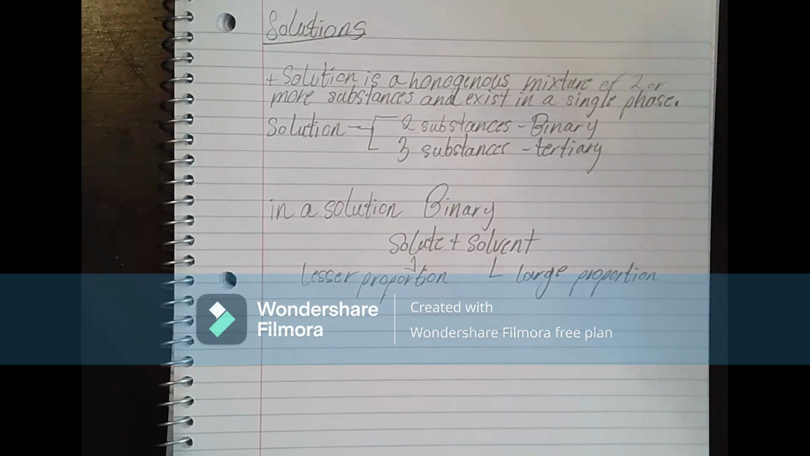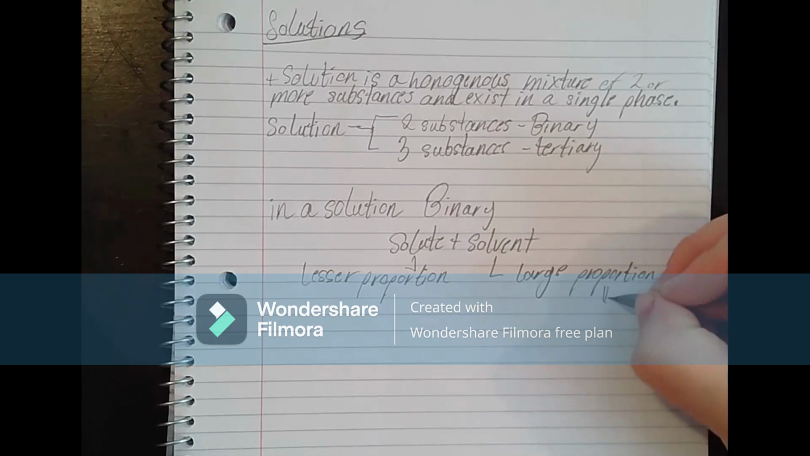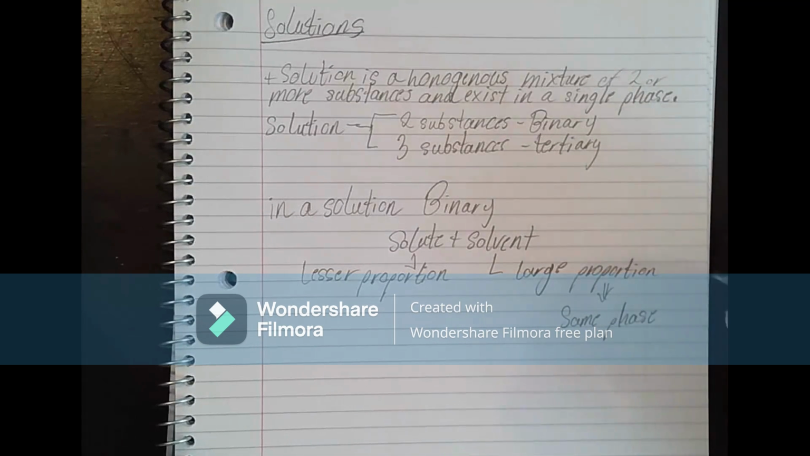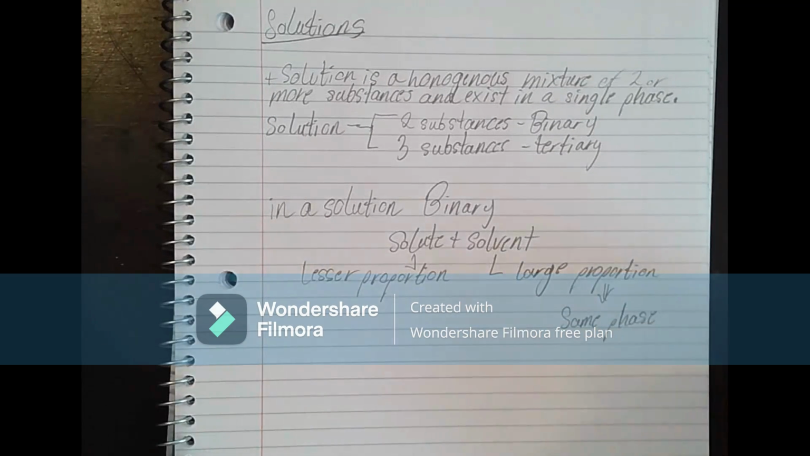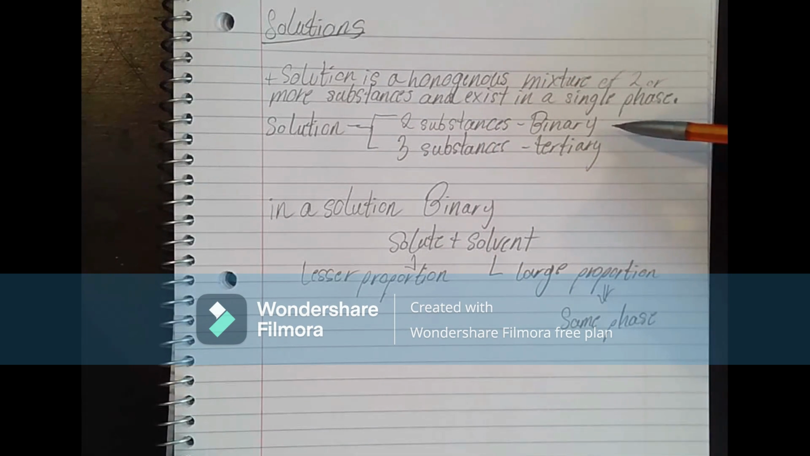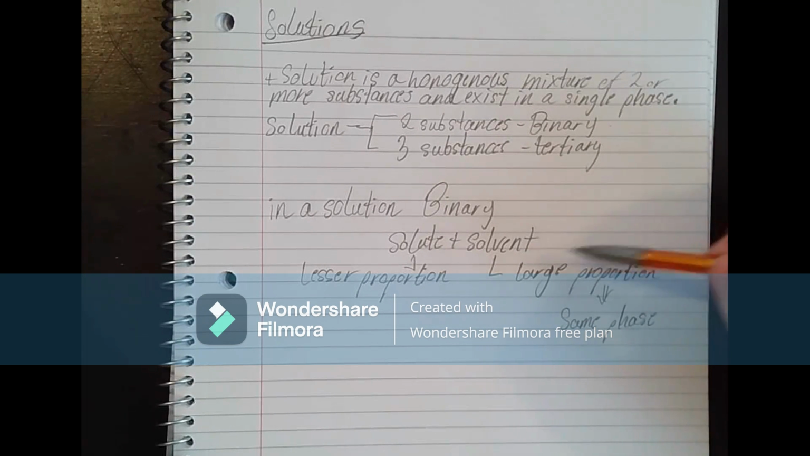Now, a lot of questions are going to ask you what kind of phase the solution is going to be. And the phase of the solution should always match that of the solvent. Same phase. So, let's say the solvent is gaseous. That means that the solution itself will also be gaseous. So, again, a binary solution contains just two substances, the tertiary contains 3. The solute will always be the lesser proportion within that solution. Meanwhile, the solvent will always be the larger proportion.